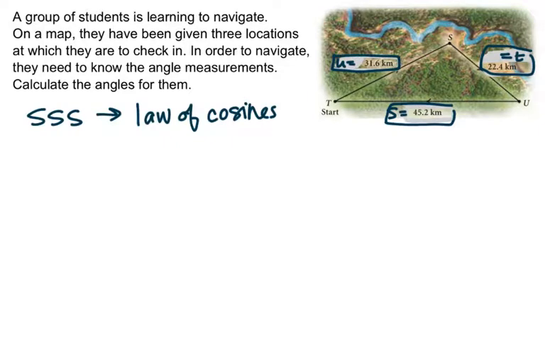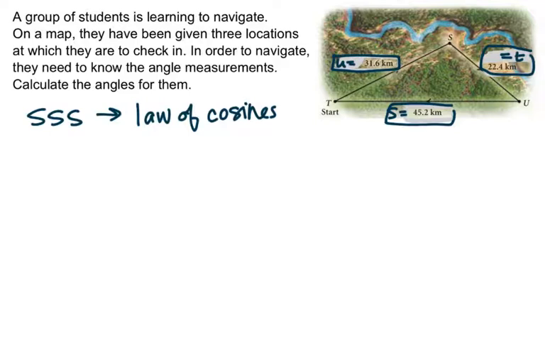All right, so we need to find an angle, and we can start with either one. We're going to need to use the law of cosines twice. Once we've found two angles, then of course we can subtract those two angles from 180 to find the third angle. So let's think about how we would set this up.